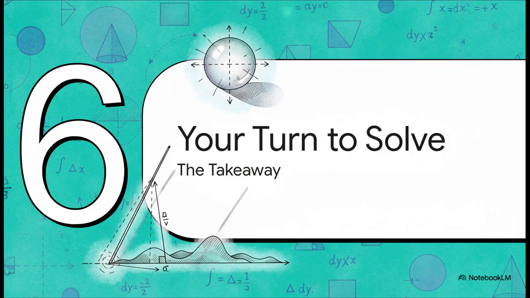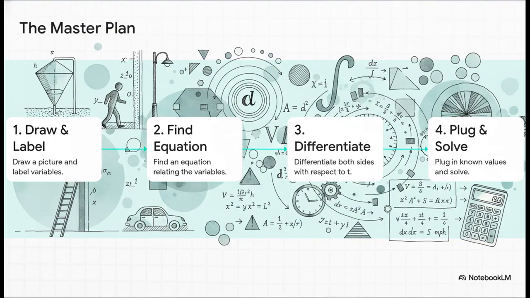So we've seen the plan work for spheres, for right triangles, and even for these tricky similar triangles with shadows. What's the big takeaway here? It's this. The master plan is your guide. It's your roadmap. The specific geometry might change, from a sphere to a triangle, but this 4-step process is your constant. Draw the picture, find the equation, differentiate with respect to time, and then solve. That framework, that is the key to cracking any of these problems.